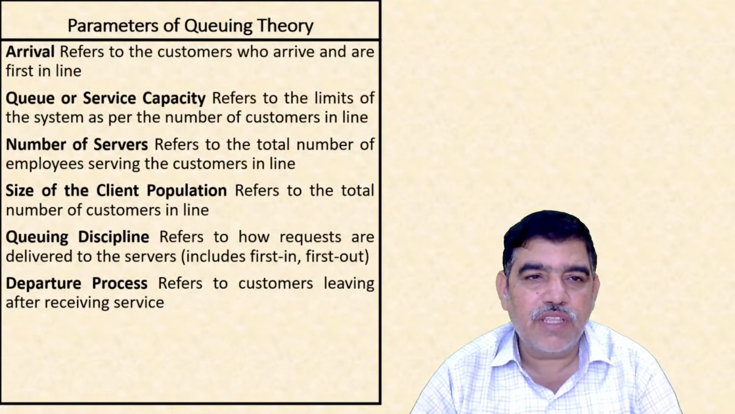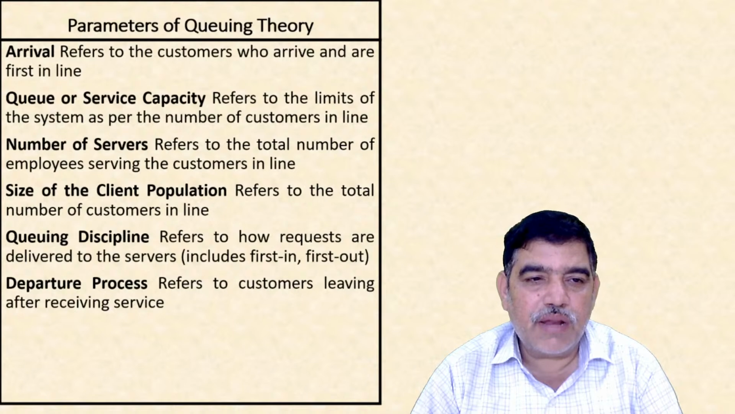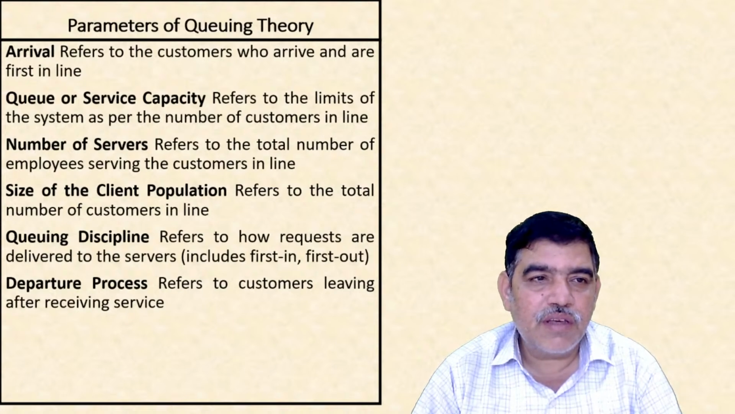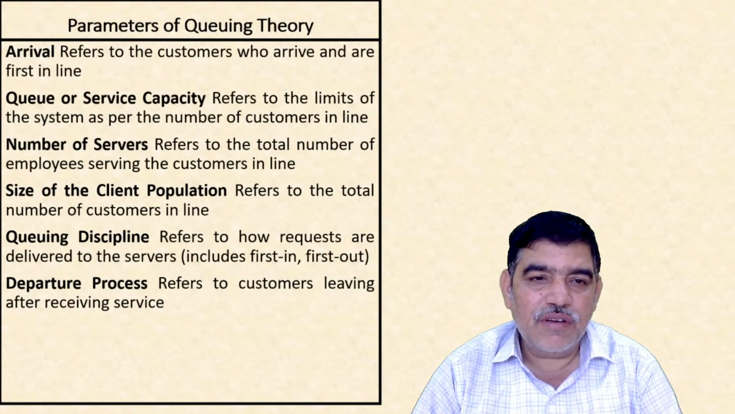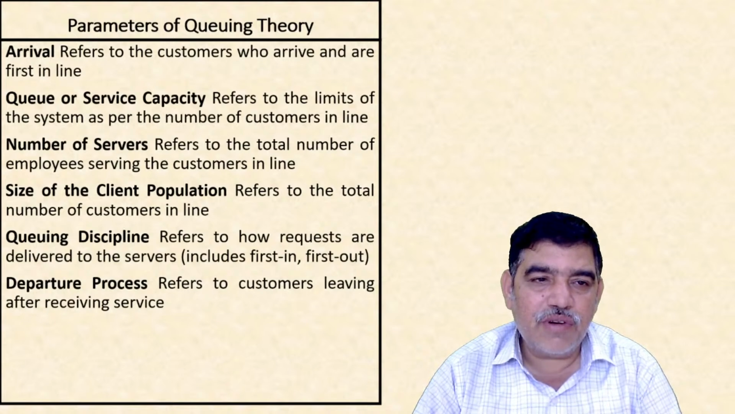Then what are the parameters of queuing theory? There are different parameters. These are the terms we can use in our queuing model or queuing theory. What is arrival? Arrival refers to the customers who arrive and are first in line. If there is one service point, the customers arrive at different times to take their service. If one service point is there and more than one customer is standing for their turn, then a queue forms. That is known as the arrival of customers.